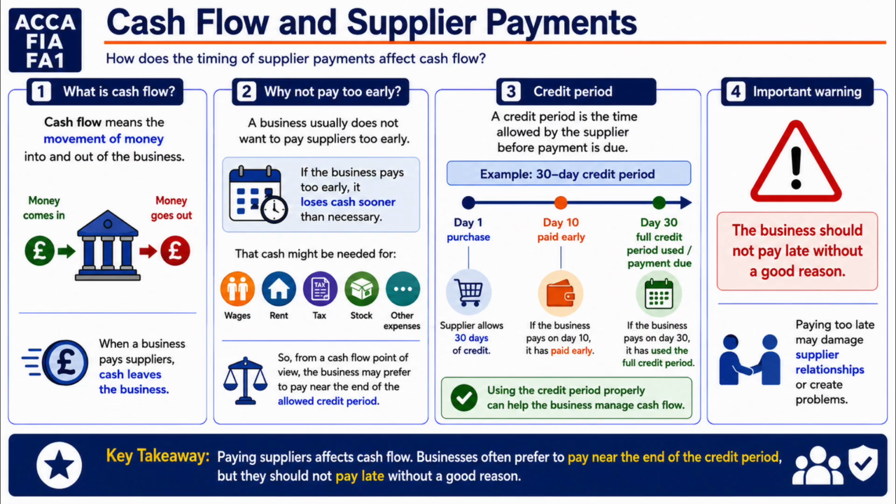So from a cash flow point of view, the business may prefer to pay near the end of the allowed credit period. Credit period. A credit period is the time allowed by the supplier before payment is due. For example, a supplier may allow 30 days of credit. This means the business can pay within 30 days. If the business pays on day 10, it is paid early. If the business pays on day 30, it has used the full credit period. Using the credit period properly can help the business manage cash flow. But there is an important warning. The business should not pay late without a good reason.